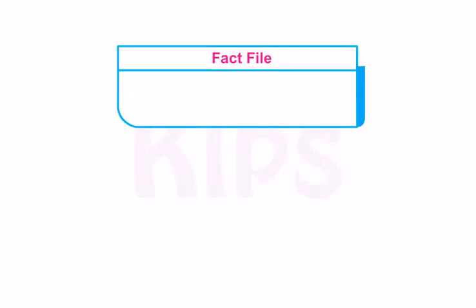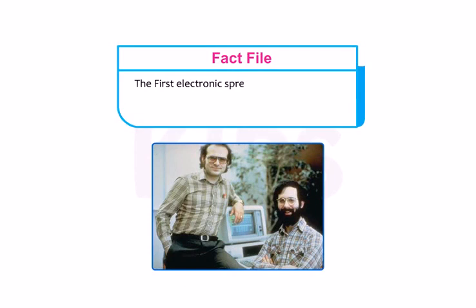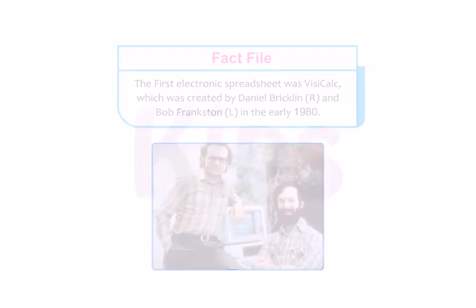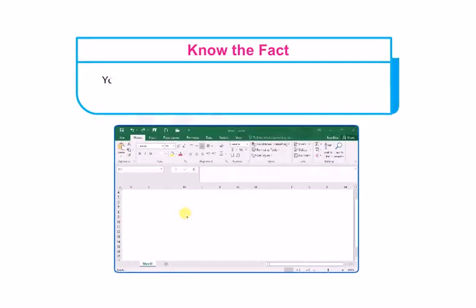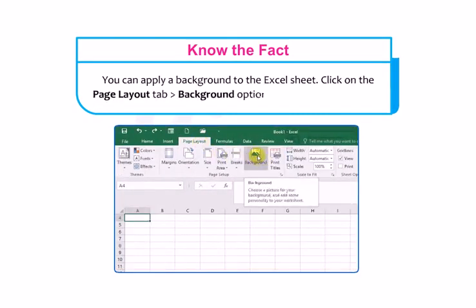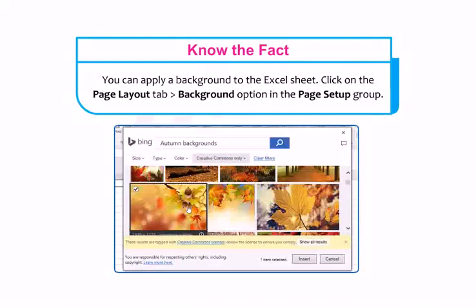Time for the fact file. The first electronic spreadsheet was VisiCalc, which was created by Daniel Bricklin and Bob Frankston in the early 1980s. Students, note the fact that you can apply a background to the Excel sheet. Click on the Page Layout tab. Then go to Background option in the Page Setup group.